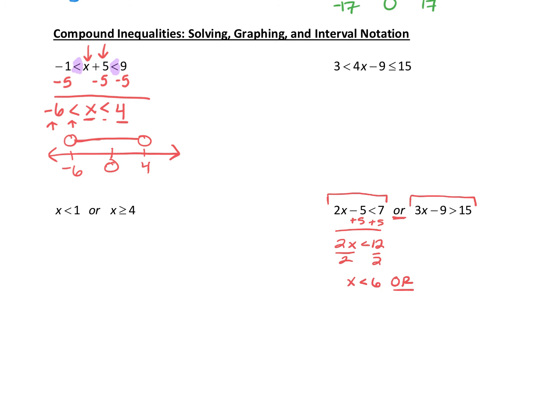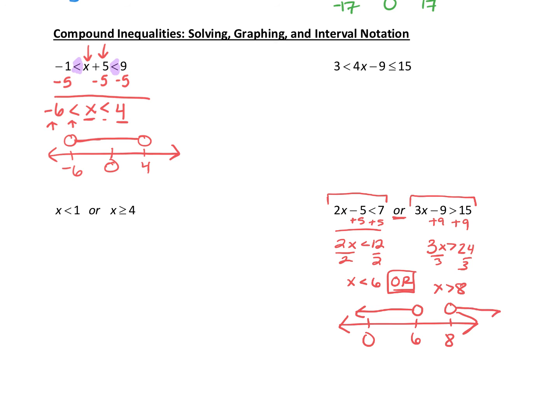Or, to solve this side, I want to get the 3x alone, so I'm going to add 9. 3x is greater than 24. Divide by 3, x is going to be greater than 8. So I have x is less than 6, or x is greater than 8. So let's plot those on our number line. 0, 6, 8. X is less than 6, so open circle and going to the left. X is greater than 8, so open circle at 8 going to the right.